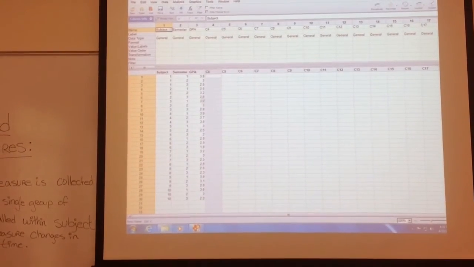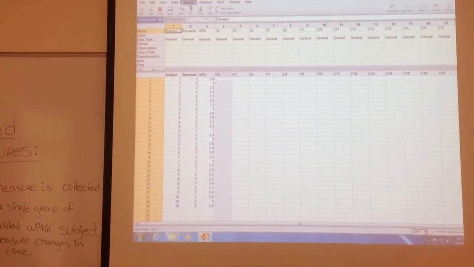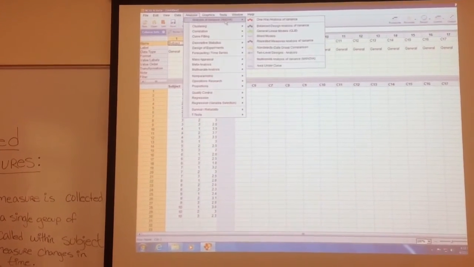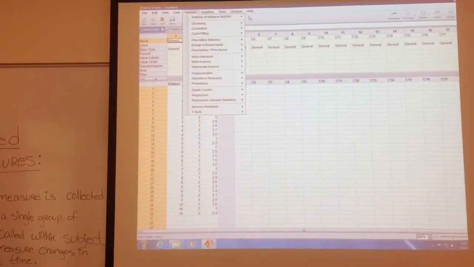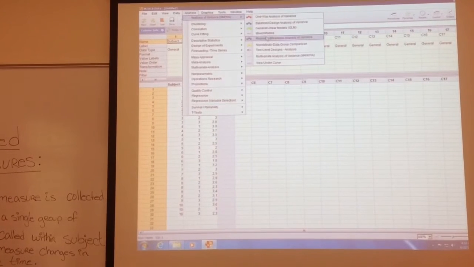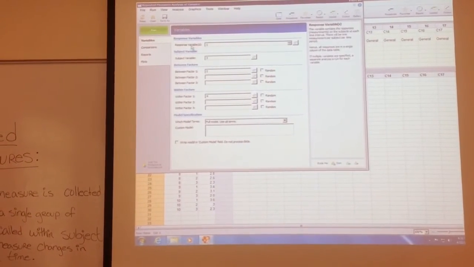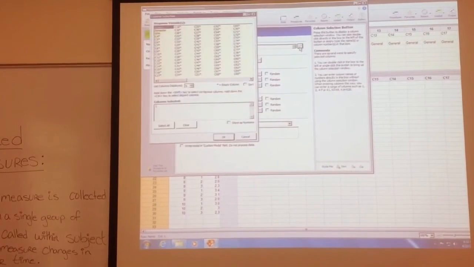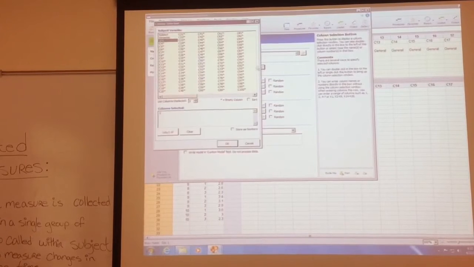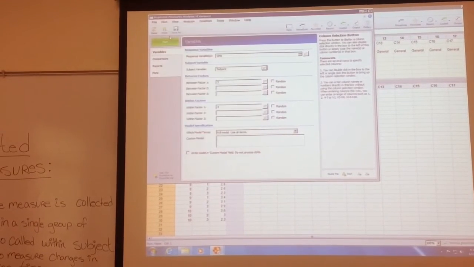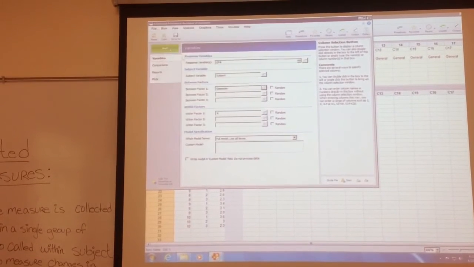And with this data on NCSS, we will go to analysis, go to analysis of variance, and get there. Go to repeated measure analysis of variance. From there, our response variables will be the dependent variable, which is actually our GPA. The subject variable is the subject, the people that we are measuring, and the between factors is the semester.